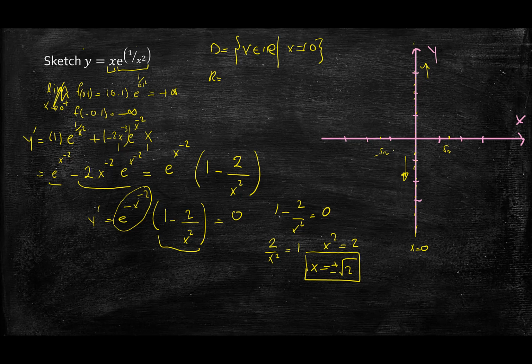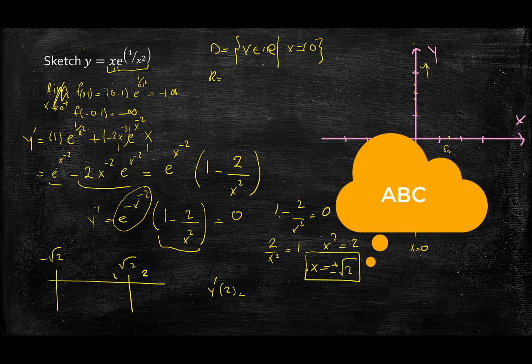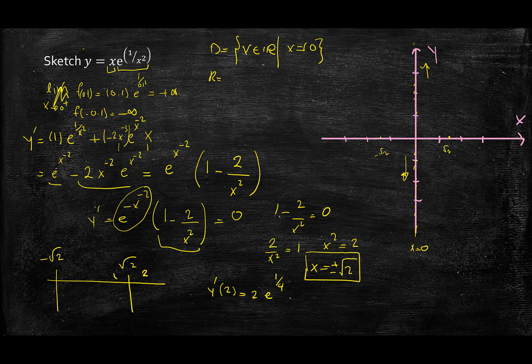So at these 2 points, I might have a maximum or minimum, so what I'll do is use my sign chart, at square root of 2, and then at negative square root of 2. I just need to give it a number before square root of 2, so let's give it a 1 and a 2 and find out what happens. So if I give my derivative function, which is y prime, a value of 2, what will happen? I will have 2 times e to the 1 over 4, and that will give me a positive number.